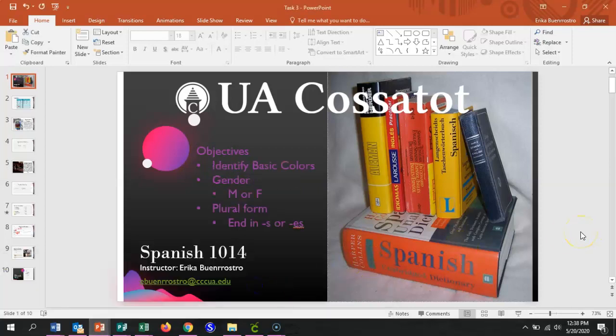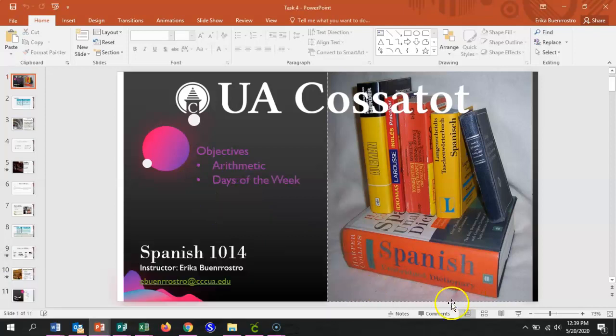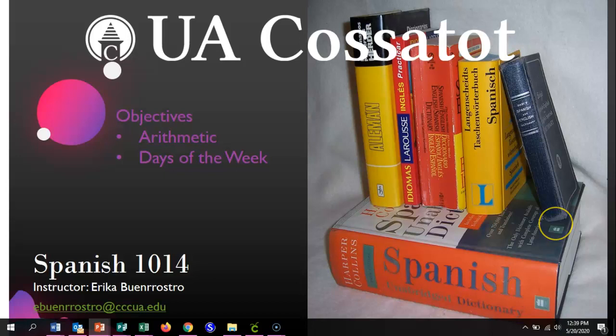But before we dive in, I want to recall what we did for task 3, a previous lesson where we talked about identifying basic colors, learning your vocabulary, identifying whether they're masculine or feminine, and using the plural form s or es and knowing when to add it. If you need to recall any of what was discussed in task 3, please find the video. It will be available all semester. So now, let's dive into task 4, which is about arithmetic and also the days of the week.